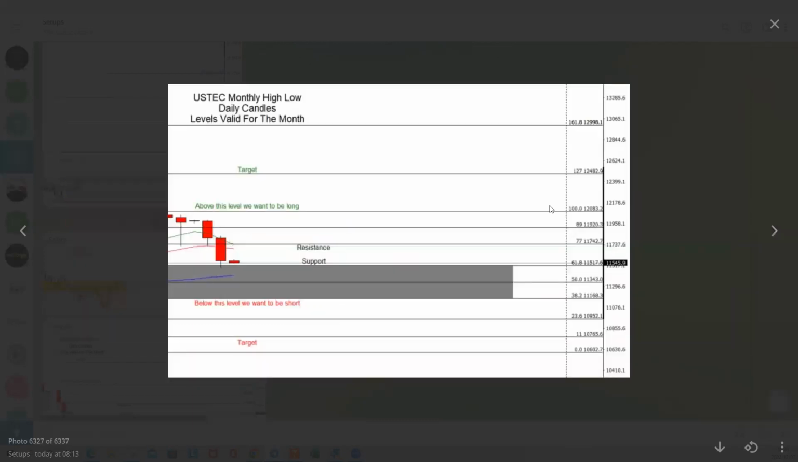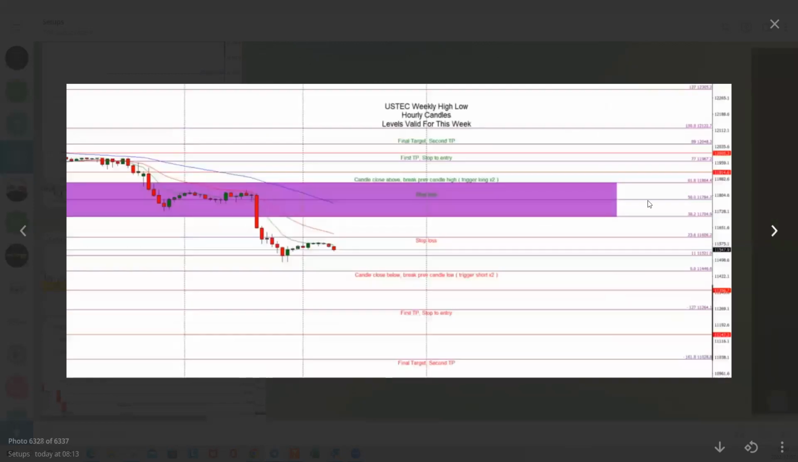On the USD monthly high low, currently between levels of 61.8 and 77 as support resistance. If we look at moving averages, 8 is above 21 above 50. That's indicating trend is up. So with that, we want to push above the 100 level to aim for that 127.